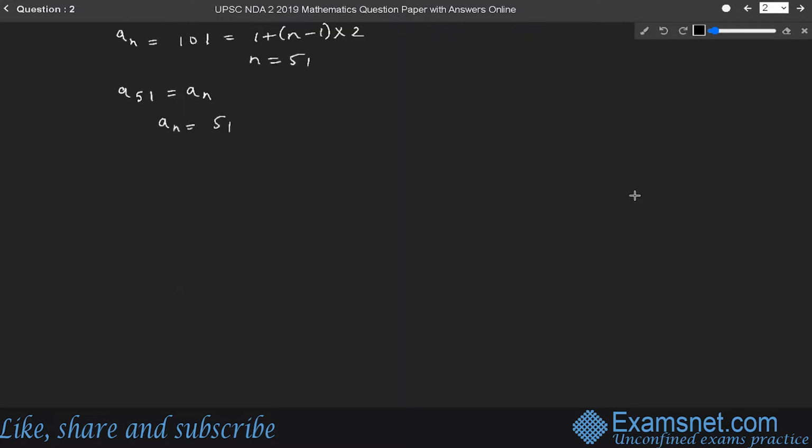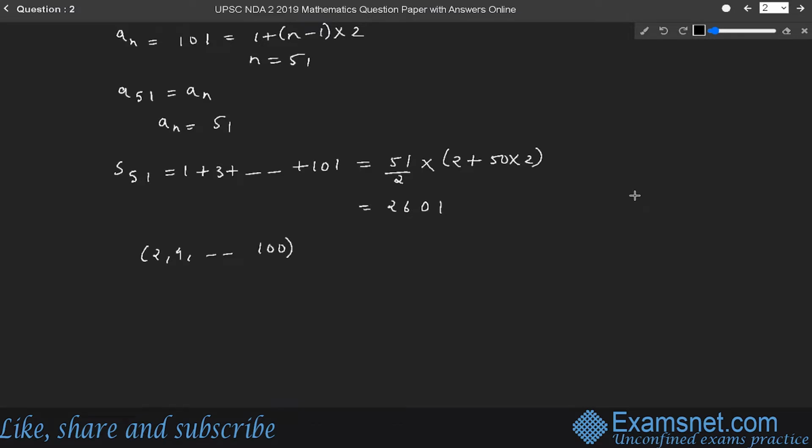Now, for calculating the sum, S51 will be equal to 1 plus 3 plus so on plus 101 is equal to 51 by 2 into 2 plus 50 into 2. So this will be equal to 2601. Similarly, for the next series, which is 2, 4, so on up to 100, it is also an AP with first term equal to 2 and the common difference also 2. So here AN will be 100, which is equal to 2 plus N minus 1 into 2. Therefore, N will be 50.